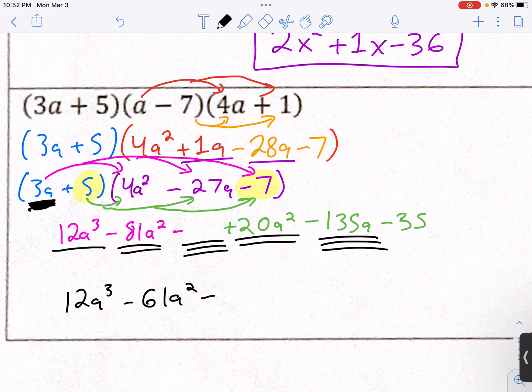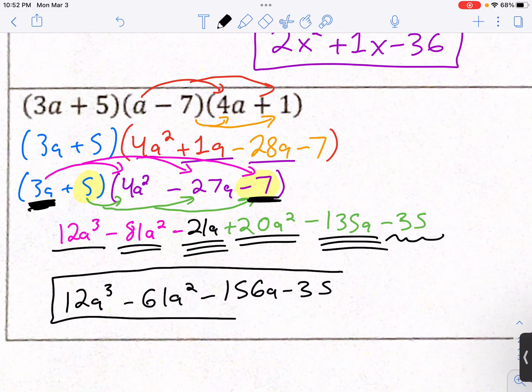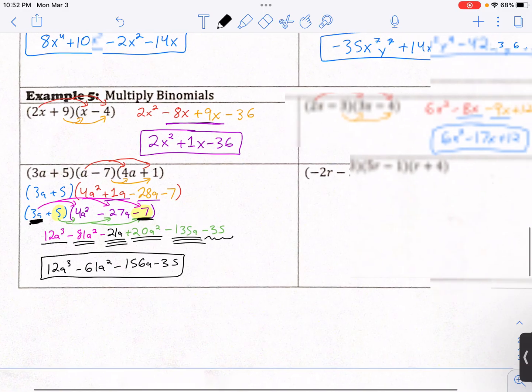So, my mistake, if maybe you noticed it, would have been the final one, this 3a and that negative 7. That's going to be a negative 21a. All right, and then you should get minus 156a. My apologies for that. Okay, and then the last one's going to be minus 35. All right, so there is that one. So again, make sure you are nice and organized.